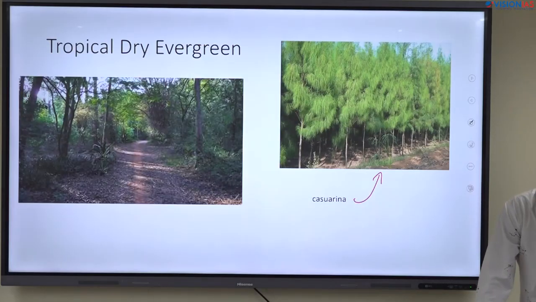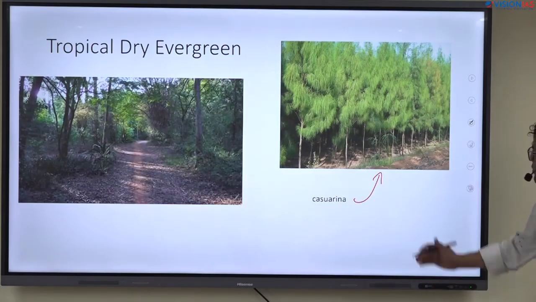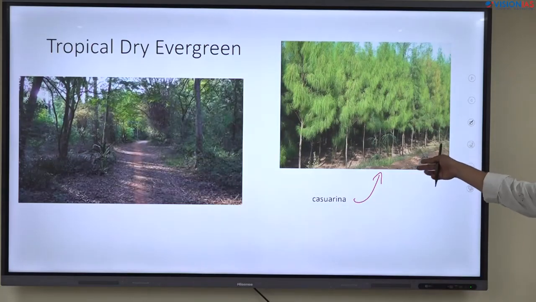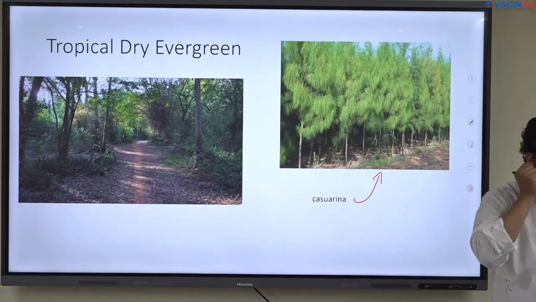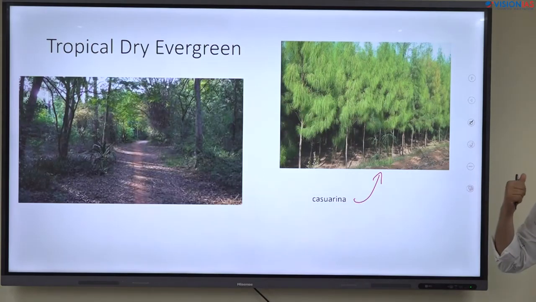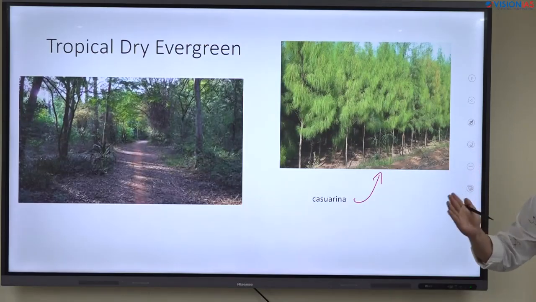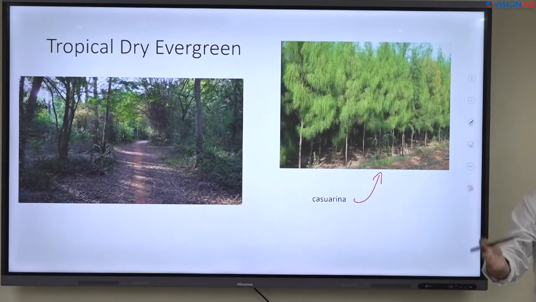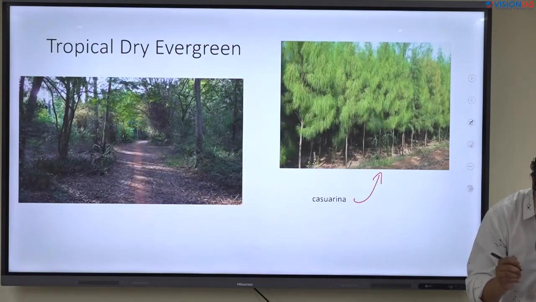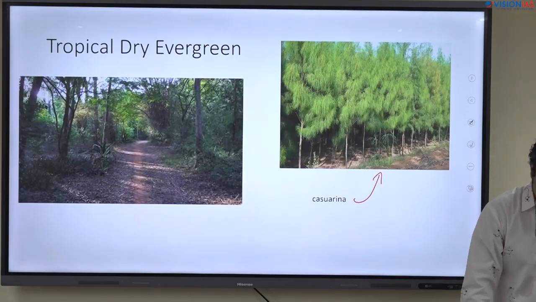Okay. So Casuarina plantation has been done because the wood of this tree is used by the coastal communities. They use it as fuel wood. So Tamil Nadu Forest Department has planted this in large number because the wood of this tree is used as fuel wood in coastal areas. So most of the land under this forest has been cleared for agriculture or Casuarina plantation.